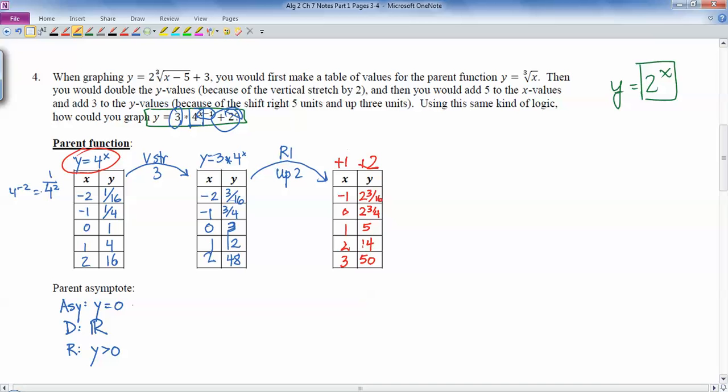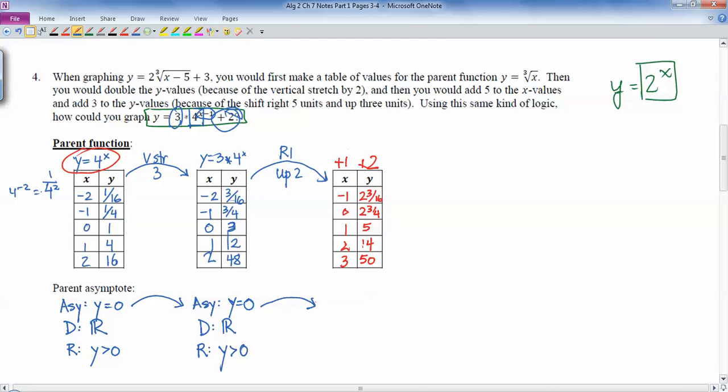So then think about it. If I stretch by 3, that means multiply the y's by 3. So the asymptote doesn't change because 0 times 3 is still 0. So it's still y equals 0. The domain, well, I'm not doing anything to the x's, so it's still all real numbers. And then the range, well, if I multiply y greater than 0 by 3, well, 0 times 3 is still 0.